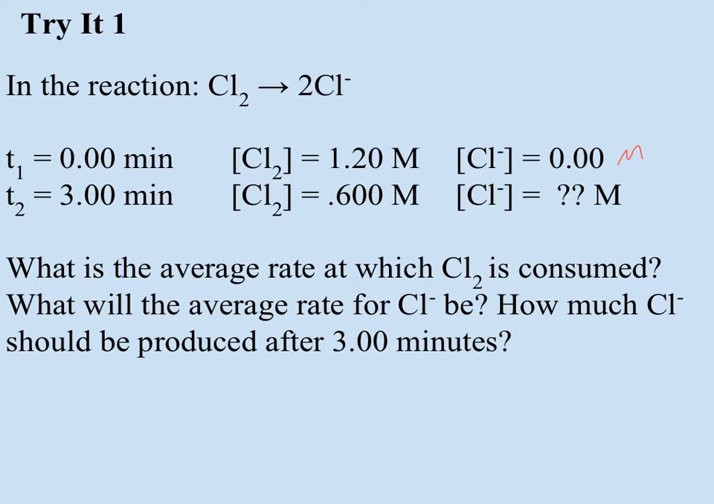First of all, what is the average rate at which Cl2 is consumed? Well, that's pretty straightforward, because I just need to take my difference in concentration, 1.20 minus 0.600, and divide by the change in time, which is 3 minus 0. So this is going to be 0.400 moles. And in this case, it's liter minutes.